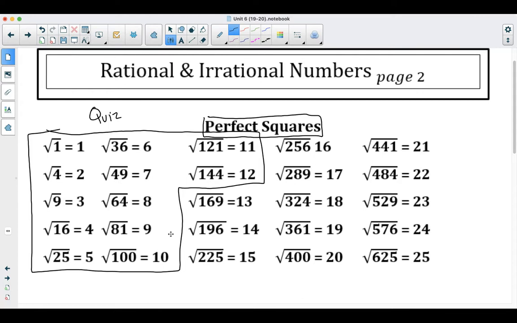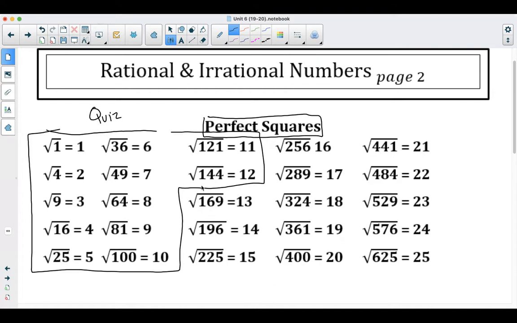And these are all rational perfect squares. Square root of 49 is 7 times 7. 7 times 7 is 49. Square root of 36 is 6 times 6, which is 36. That's what a square root is. A square root says what times itself equals that number. So what times itself equals 9? Well, 3 times 3 is 9. What times itself equals 361? 19. 19 times 19 is 361.